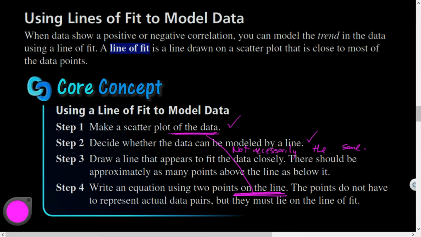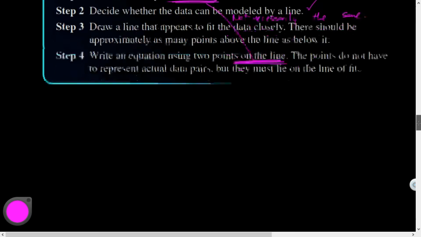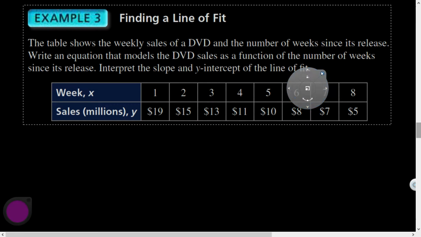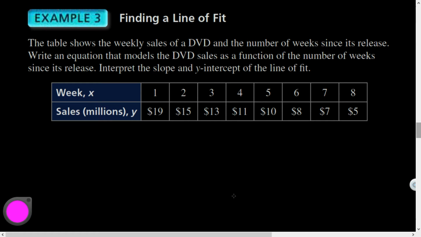All right, example 3. Ooh, I'm excited about this. Here we go. All right, finding a line of fit. So here we've got week X and sale in millions Y. We're talking about DVDs and the number of weeks since its release.